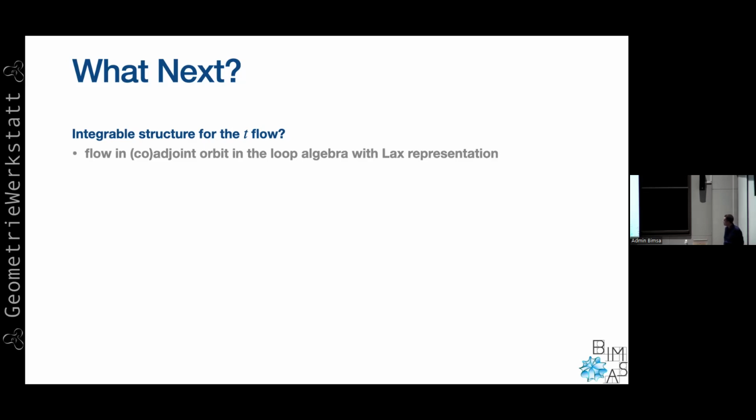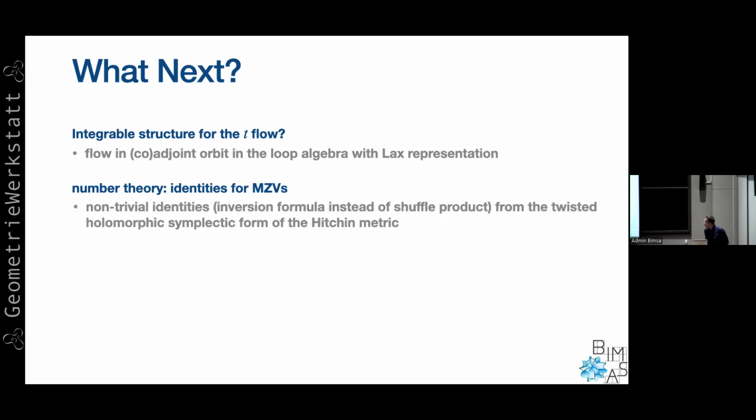So we get some Lax representation of that flow in coadjoint orbits on the loop algebra in lambda, but we don't understand it. There's something going on in number theory. We get some nonlinear identities for multiple theta values. In particular, this holds true if we study the Hitchin metric. And that's quite fascinating, but we don't know why.